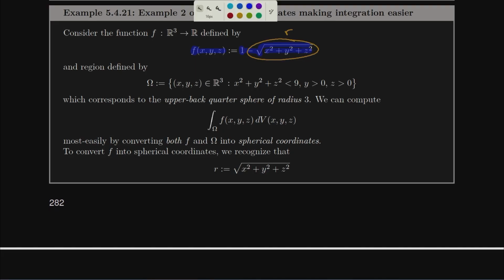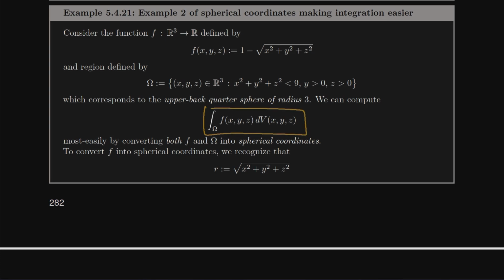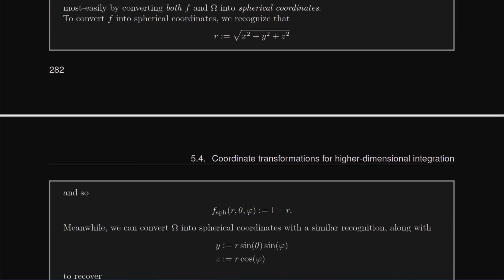And especially we have this domain omega as well, which looks like x squared plus y squared plus z squared is less than 9, y is positive and z is positive. It looks like r squared there, so more light bulbs should be flashing. That probably we want to convert this to spherical coordinates. So let's see if we can compute the integral. What do we actually want to do? We want to integrate the function f over the domain omega. Let's see if we can do that by using spherical coordinates here.